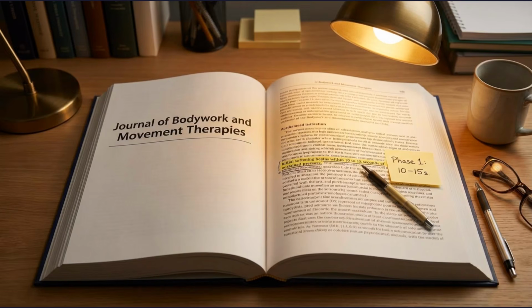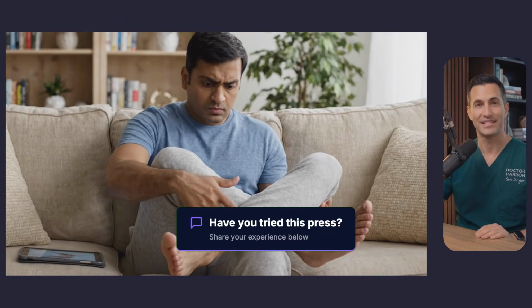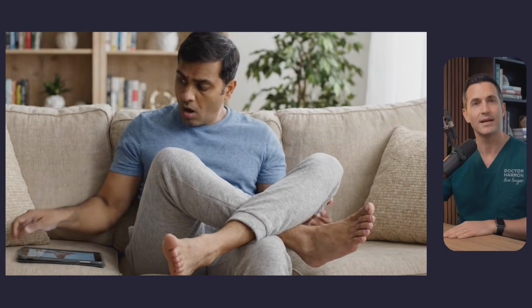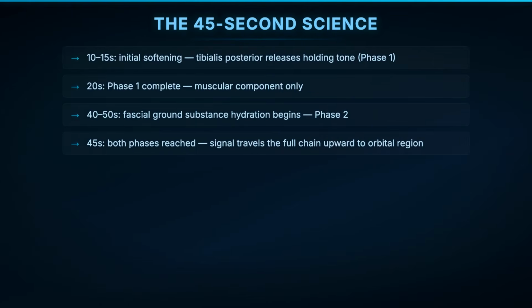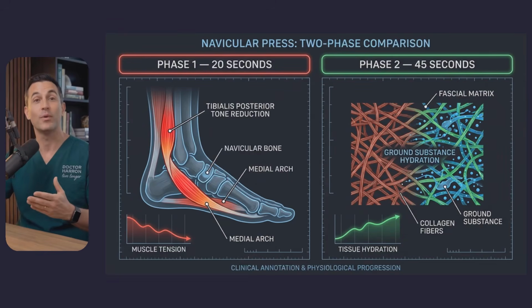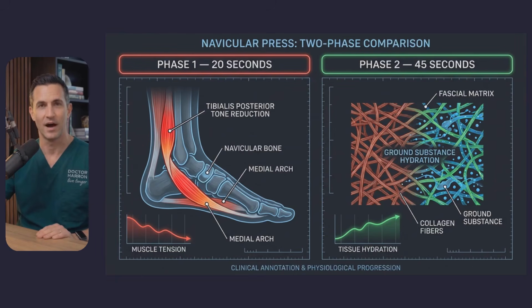Let me explain why 45 seconds and not 20, because the difference is not arbitrary. The piezoelectric response in fascia. And I want to be precise about this because the research on the mechanism is solid, but the timeline claims in popular wellness content are often wrong. The Journal of Bodywork and Movement Therapies data and Thomas Myers' clinical documentation both suggest that initial softening begins within 10 to 15 seconds of sustained pressure, but the deeper shift in ground substance hydration requires a sustained signal of at least 40 to 50 seconds. Short presses touch the surface of the response. A full 45-second hold reaches the second phase.